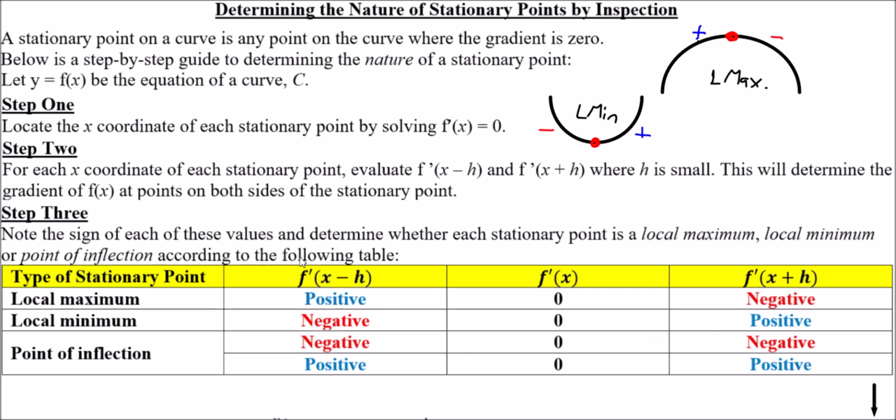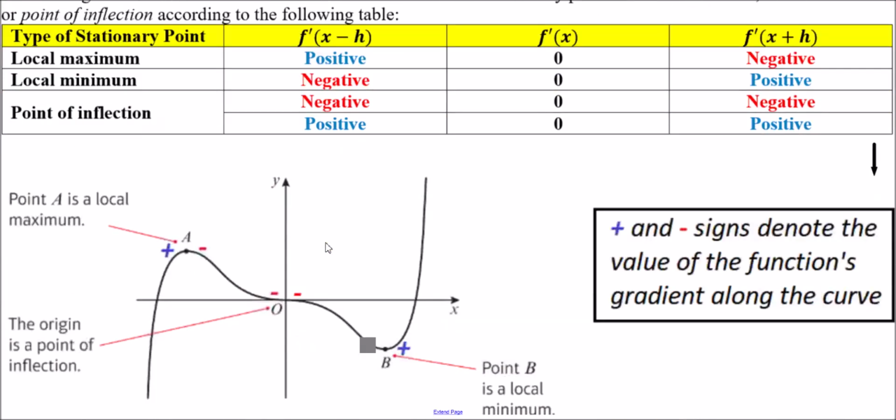So just a bit more information on this. Here's a sketch showing the 3 main points. As I've just sketched out for you, a maximum is like this. Positive gradient, then 0, then negative. A minimum is where we have negative gradient, 0, then positive. And a point of inflection is where we have the same sign of gradient at both sides. So it could be negative, 0, negative, or it could be positive, 0, and then positive as well.